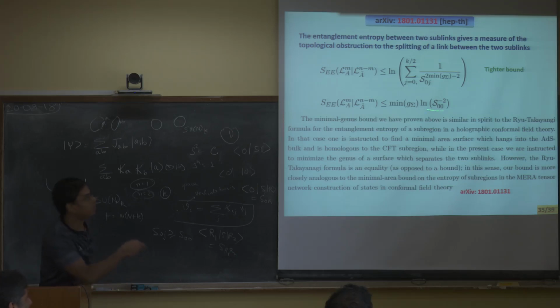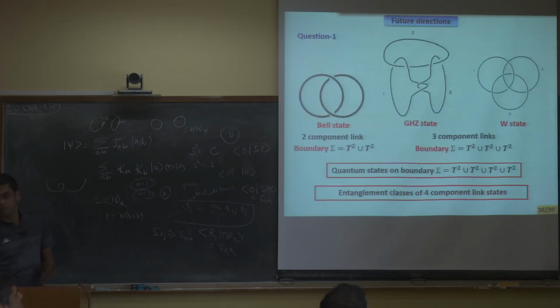I think this is the Verlinde formula for the SU(2) group. Now there are some questions which we would like to answer. This computation has already been done for 2 components, which gives the Hopf link, a Bell state.